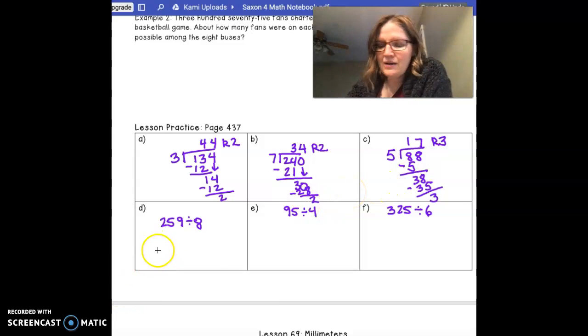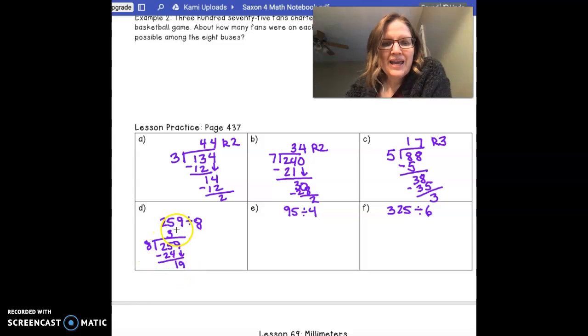259 divided by 8. I'm going to do this using a division box. I'm flipping things today. 25 can be divided by 8. I've got to think about this. 3 times 8 is 24. We subtract 1. We bring down our 9.